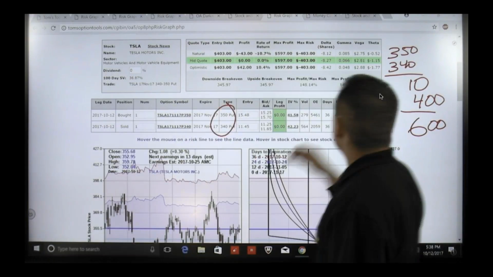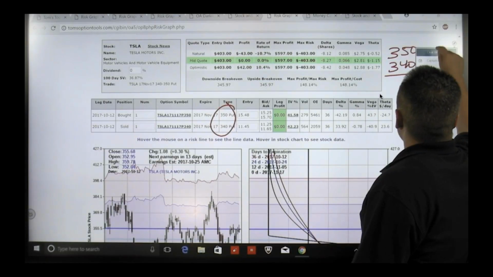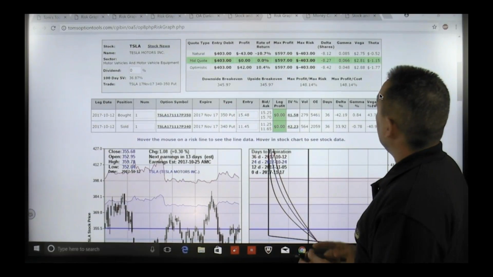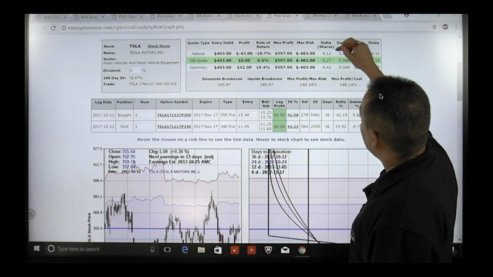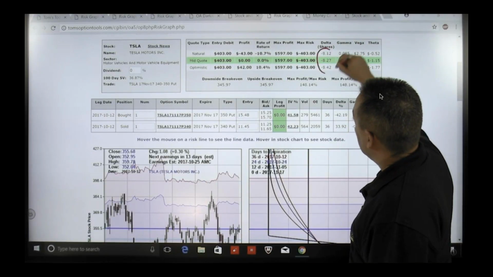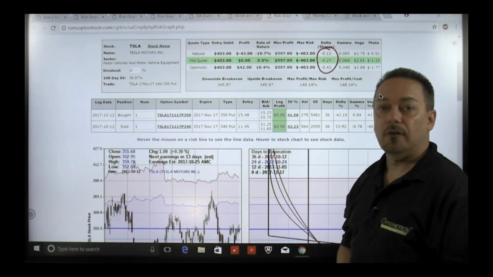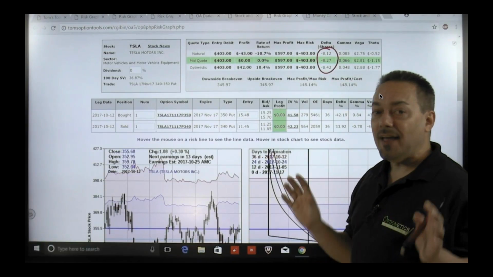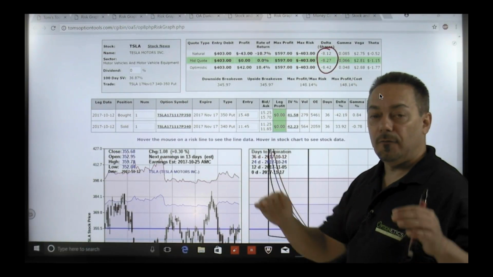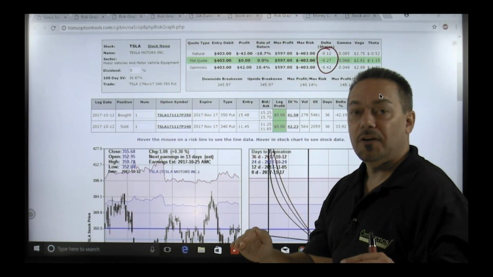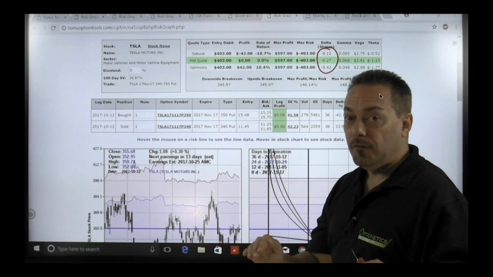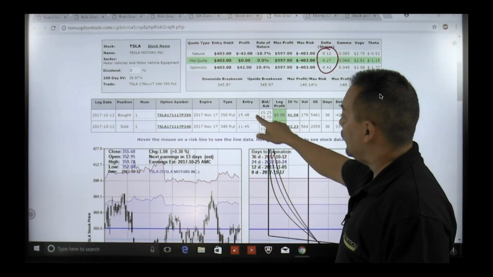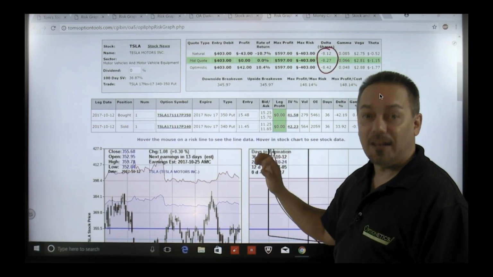Yes, Jay? Question is coming if you can explain the delta of the spread. Sure. So if you look at the delta here, the delta that I'm seeing on the screen right now is 8.12. So 8 basically means that if we get a $1 move to the downside today, this spread is going to move up by 8 cents.